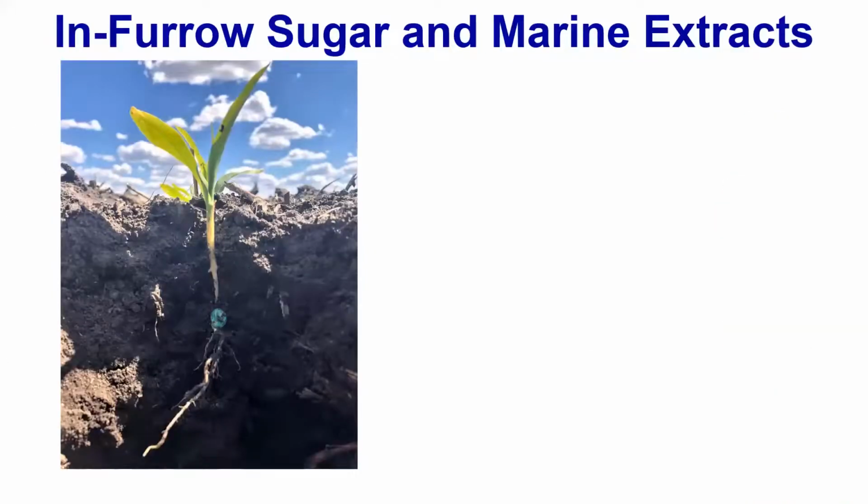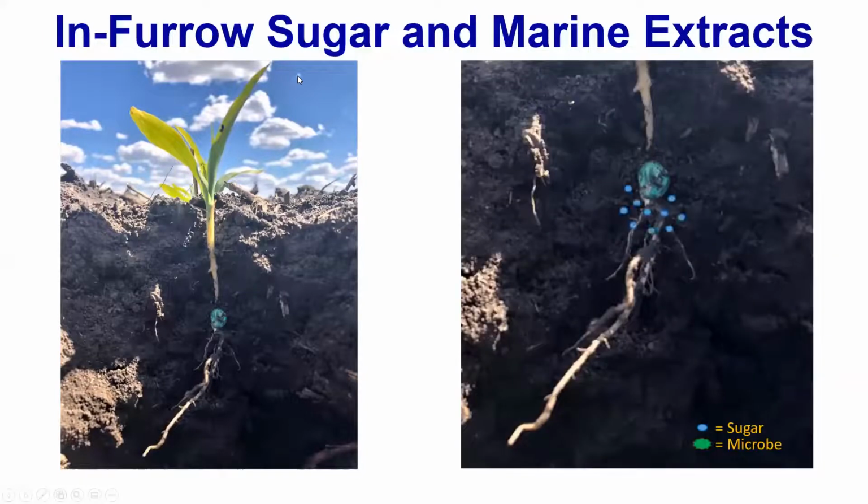So when I think about that, here's an early season corn plant. We applied a sugar in furrow or a marine extract, and we're going to zoom in, and those blue dots, right? Maybe that's our sugar or marine extract. That's the in furrow placement, right? They stimulate the microbes located there in green. And then as this root grows, the microbes take off. So the sugar got the whole system started more quickly.